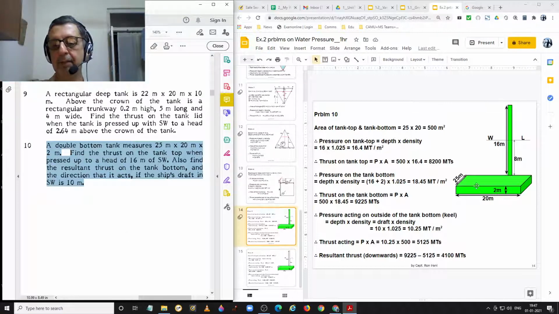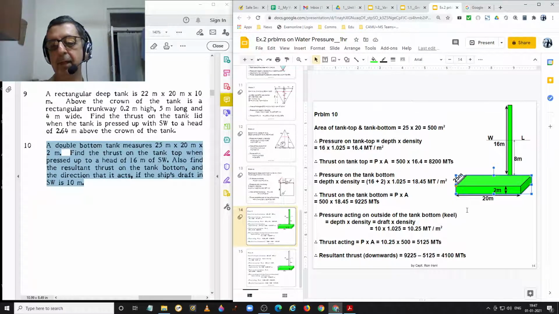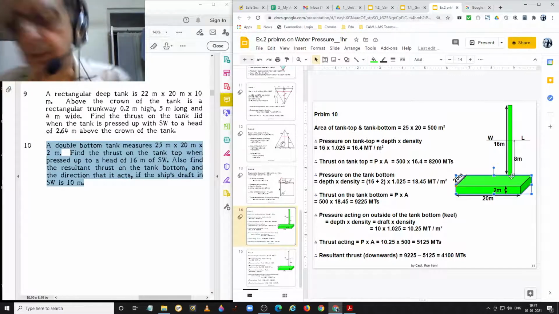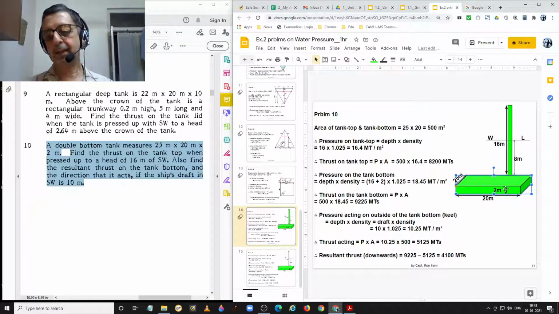So here we have the double bottom tank, length 25 meters, breadth 20 meters, height 2 meters. It is filled with salt water and it is pressed up to a height of 16 meters. That means from above the tank top there is 16 meters of water. Now a double bottom tank is below the cargo holds, and the height of the double bottom tank is given as 2 meters.